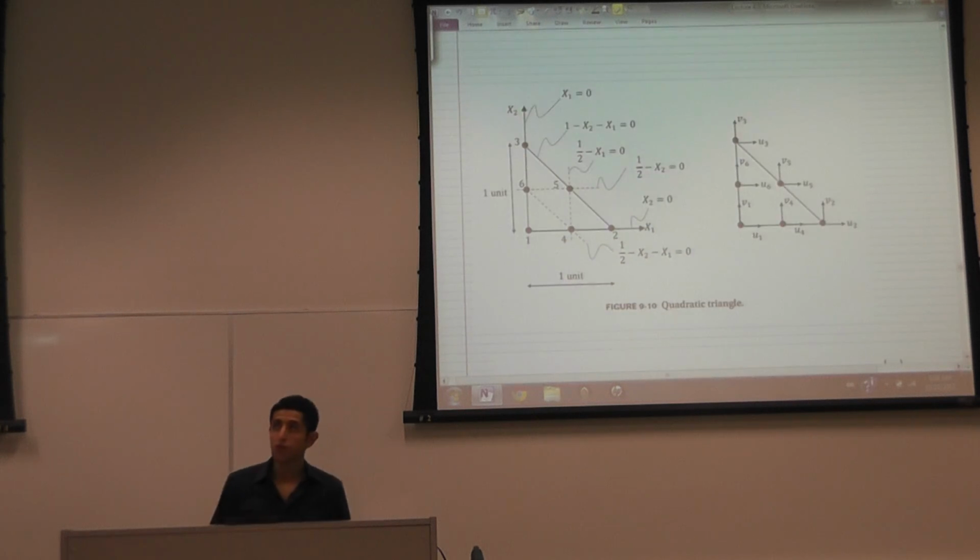So the number of degrees of freedom for this is equal to 12. I have 6 nodes multiplied by 2 degrees of freedom per node. So this is equal to 12 degrees of freedom.